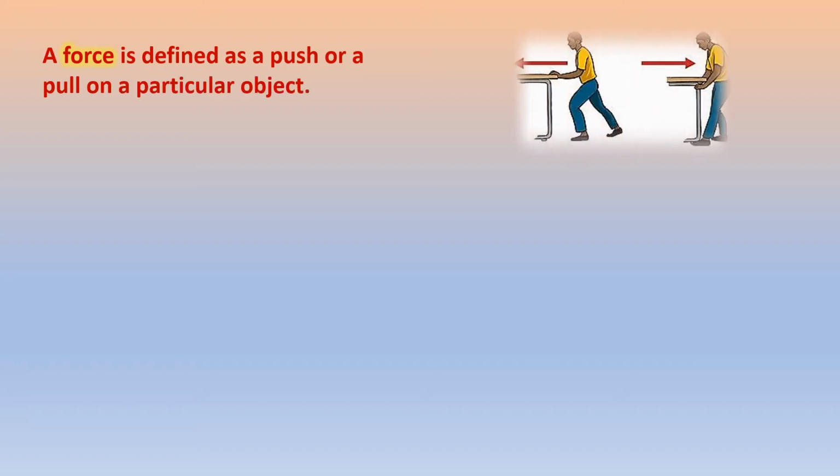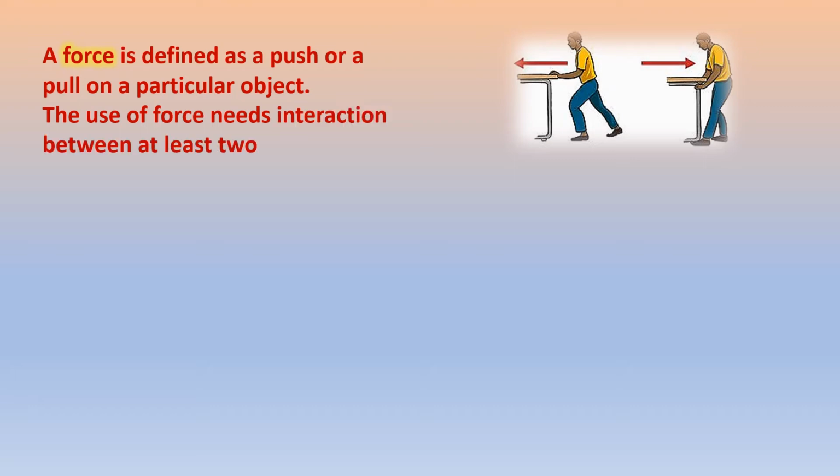So a force can be defined as a push or a pull on a particular object. You can either push or pull, and when you are pushing or pulling, that is defined as force. The use of force needs interaction between at least two objects. You cannot push a table without interacting or touching it. Similarly, you cannot pull something without interacting or touching that object.